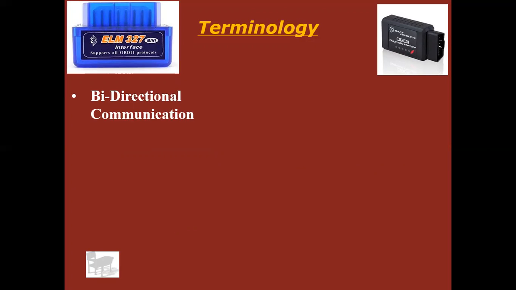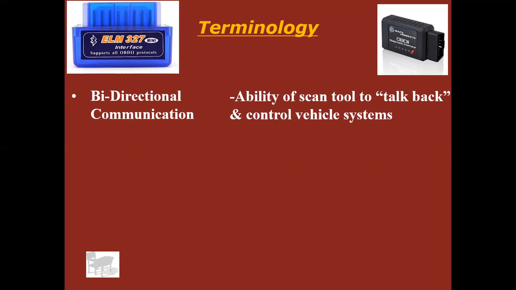Bidirectional communication. Okay, basically what this means is if you have bidirectional communication with a scan tool and your vehicle, it means that not only can your vehicle tell the scan tool what's wrong with it or what its codes are, but the scan tool can tell the vehicle to do something also. It can tell your vehicle, turn the fuel pump on, turn it off, raise the rear air ride suspension, lower it, that type of thing. It's bidirectional communication.